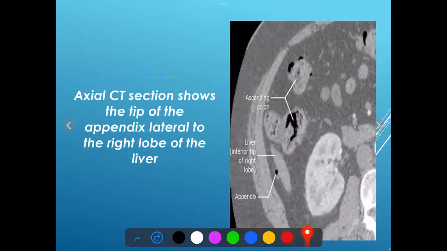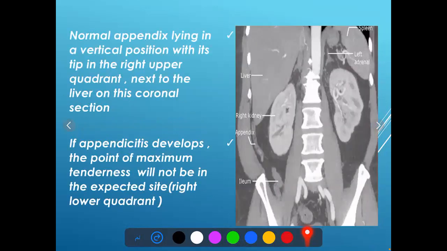This is another axial CT showing the tip of the appendix lying lateral to the right lobe of the liver. This is a coronal CT showing the appendix also lying lateral to the left lobe of the liver. If appendicitis develops here, the point of maximal tenderness will not be in the expected site in the right lower quadrant.